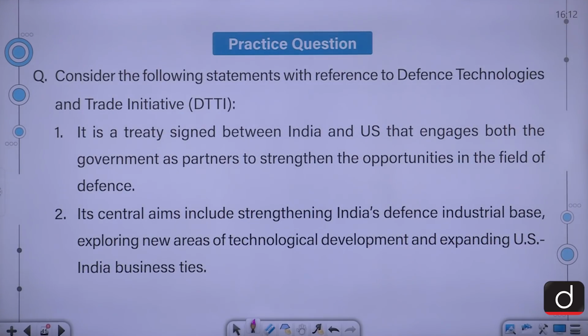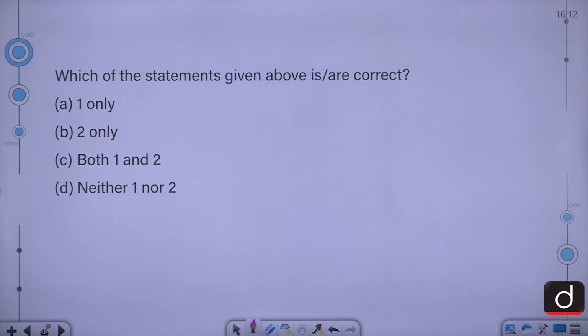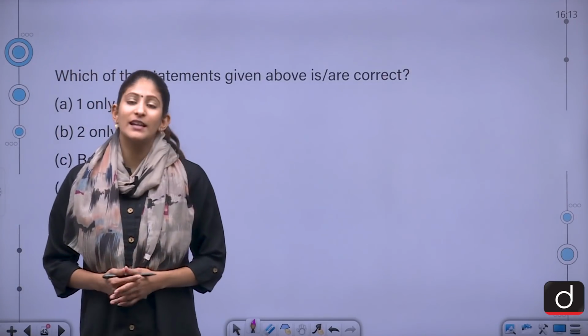Consider the following statements with reference to Defense Technologies and Trade Initiative. It is a treaty signed between India and US that engages both the governments as partners to strengthen the opportunities in the field of defense. Its central aims include strengthening India's defense industrial base, exploring new areas of technological development, and expanding US-India business ties. Which of the statements given above is or are correct? One only, two only, both one and two, neither one nor two. So I hope you'll be able to answer it correctly in the comment section.